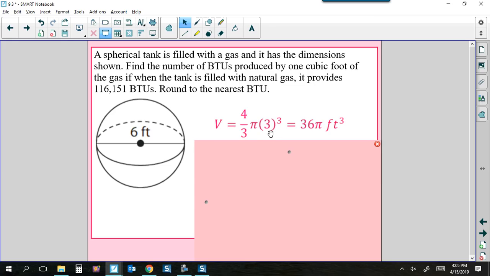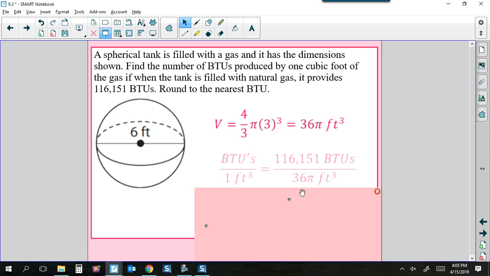Well, 4/3 times 3 cubed. The 3 came from the fact that your radius would be half of 6. So 4/3 times 3 cubed gives us 36, and then we haven't touched the pi yet. Remember, we don't want to round too many times, so we're going to leave this exact while we can. So you get a volume of 36 pi cubic feet. Now you're going to take your total BTUs and divide it by 36 pi. When you plug that in your calculator, you get that there are 1,027 BTUs in this tank of natural gas.